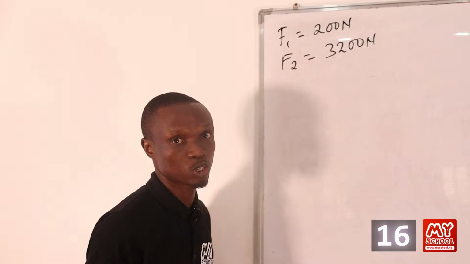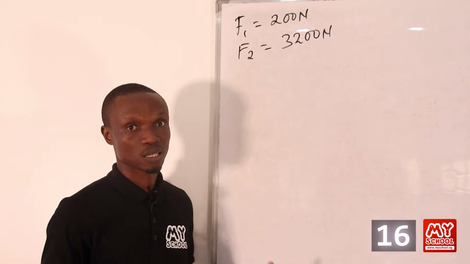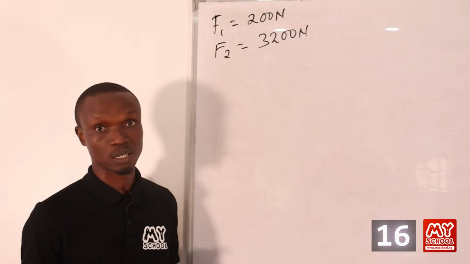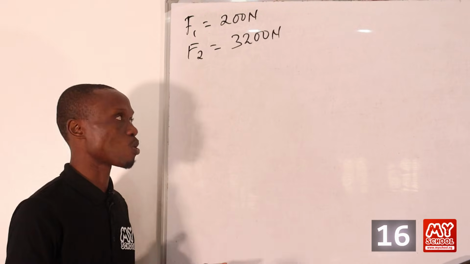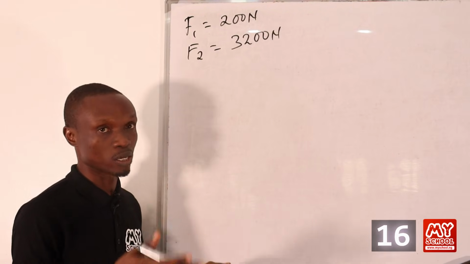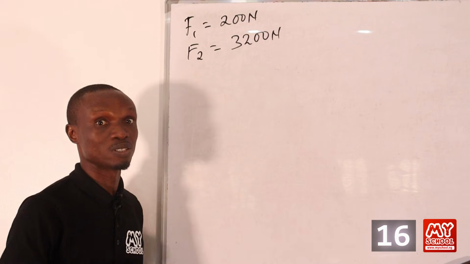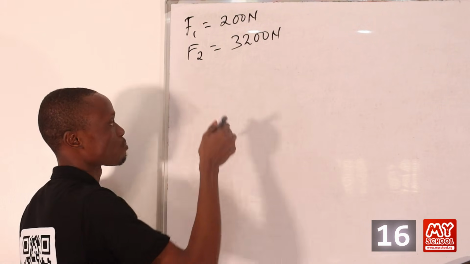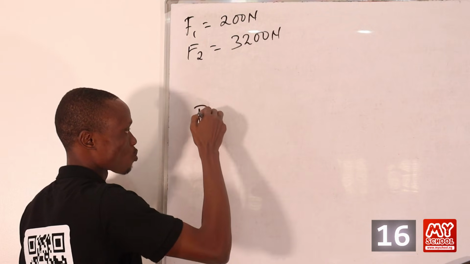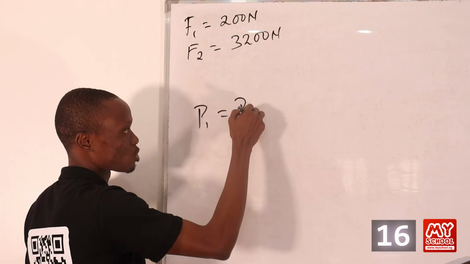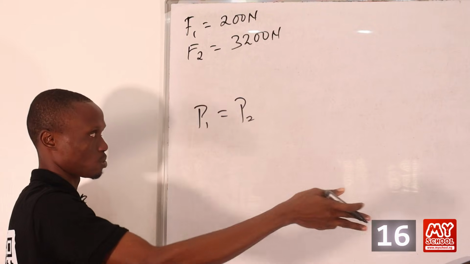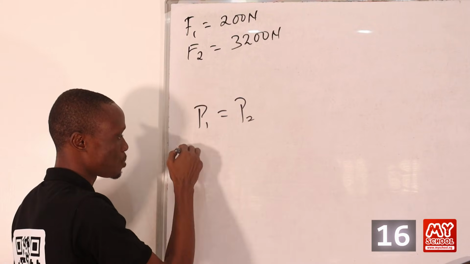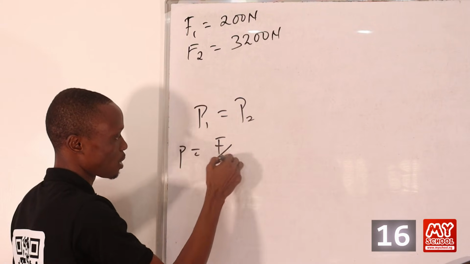Okay, and to answer this question, we have to apply Pascal's principle. According to Pascal, any pressure exerted at any point in a confined fluid is transmitted in all directions all over the fluid. So what that means is that the pressure applied at one point is equal to the pressure at the other end. But remember that pressure P equals force over area.